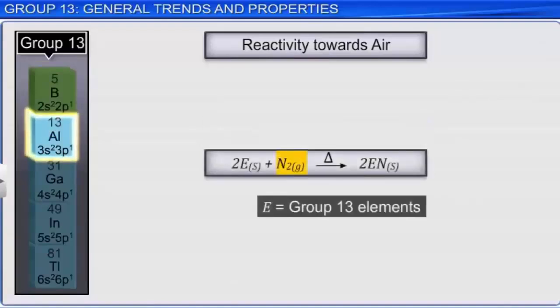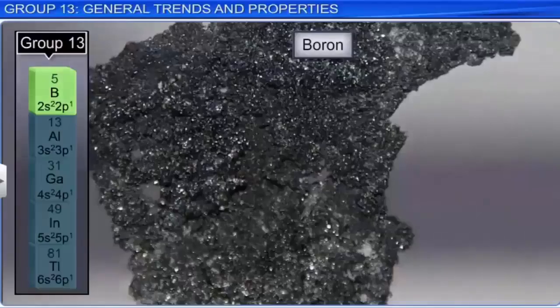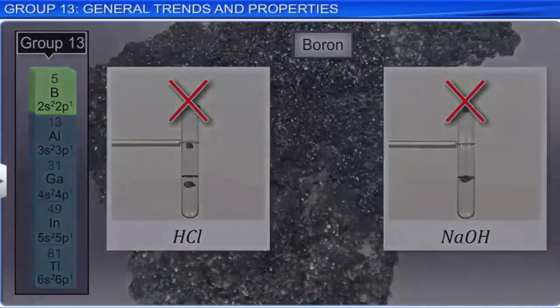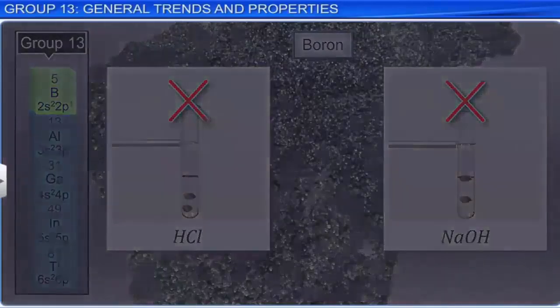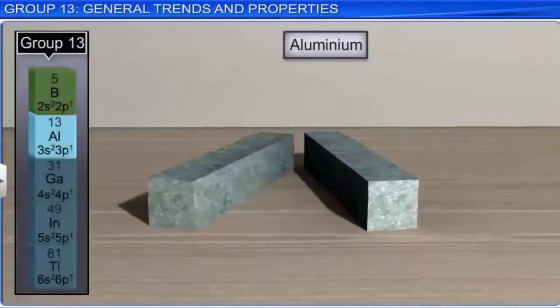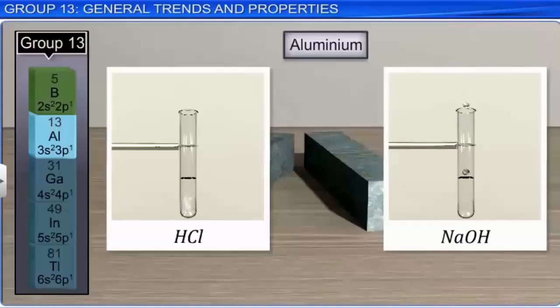When heated in nitrogen, the group 13 elements form nitrides. The synthesis of aluminium nitride is given here. Boron does not react with acids or bases. Aluminium is amphoteric. It dissolves in mineral acids, such as HCl, and it dissolves in aqueous alkali solutions.